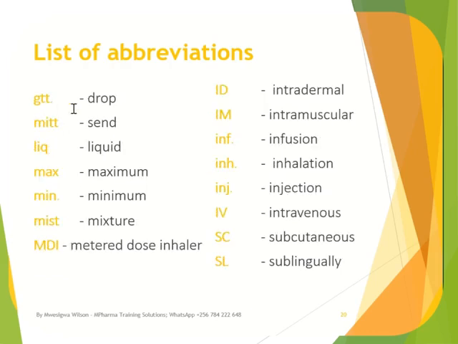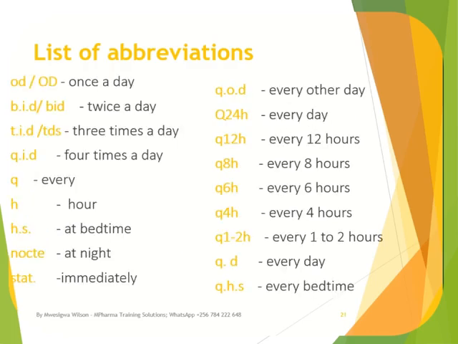GTT, we saw it earlier, gutta, liquid. Max, minimum, maximum. MDI, metered dose inhaler. Now these ones are routes of drug administration: SL, sublingual; SC, subcutaneous; IV, intravenous; INH, inhalation; infusion; IM, intramuscular; and intradermal. This is just a repetition. OD, once daily; BID, twice a day; TDS. We have seen where they come from, Latin. QID, 4 times a day.